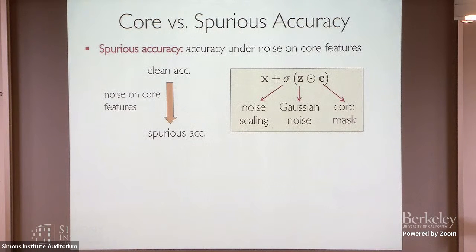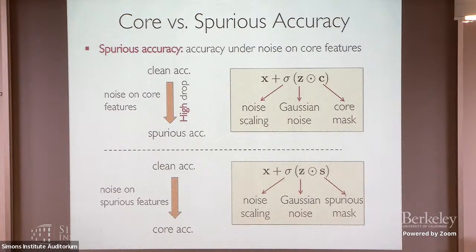You can add noise to the core features and look at the model performance, that is the spurious accuracy. Because you're noising out the core features, you expect a high drop in the performance. Or you can add noise to the spurious features and look at the drop in the performance. And again, you expect a low drop in the performance.